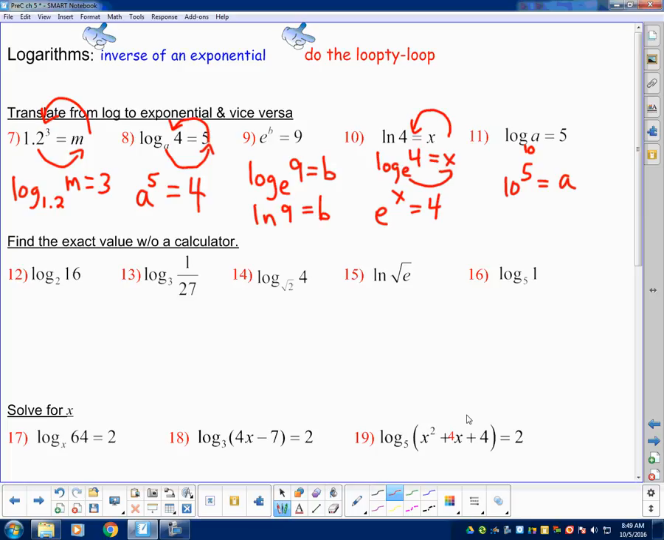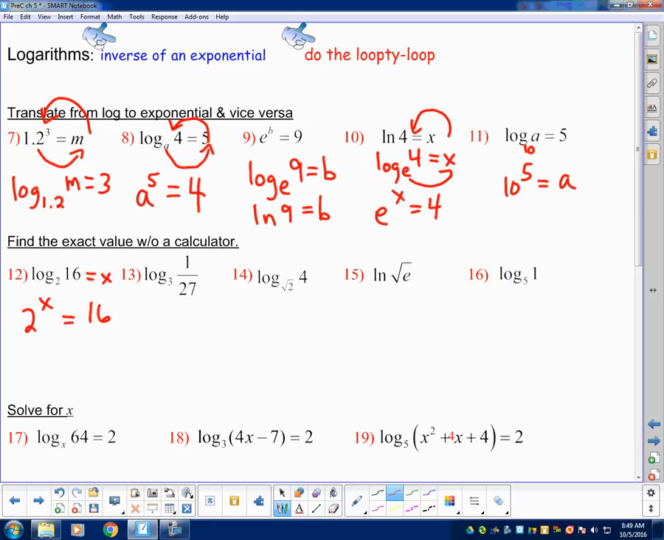So here's how it works. You can think of each one of these expressions as equal to some unknown variable x, if you'd like. And then we're going to rewrite them. So this would be 2 to the x equals 16 if I rewrite it as an exponential equation.